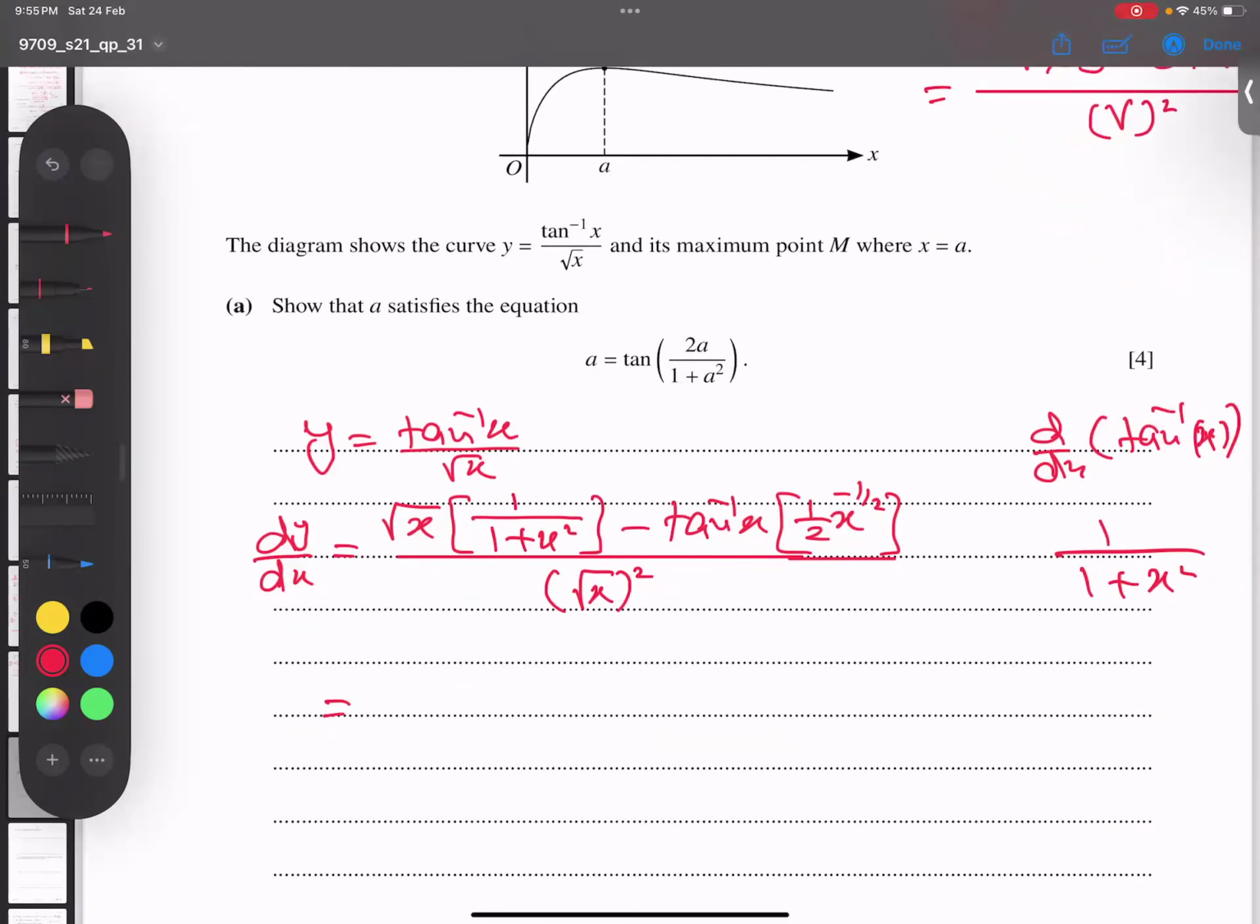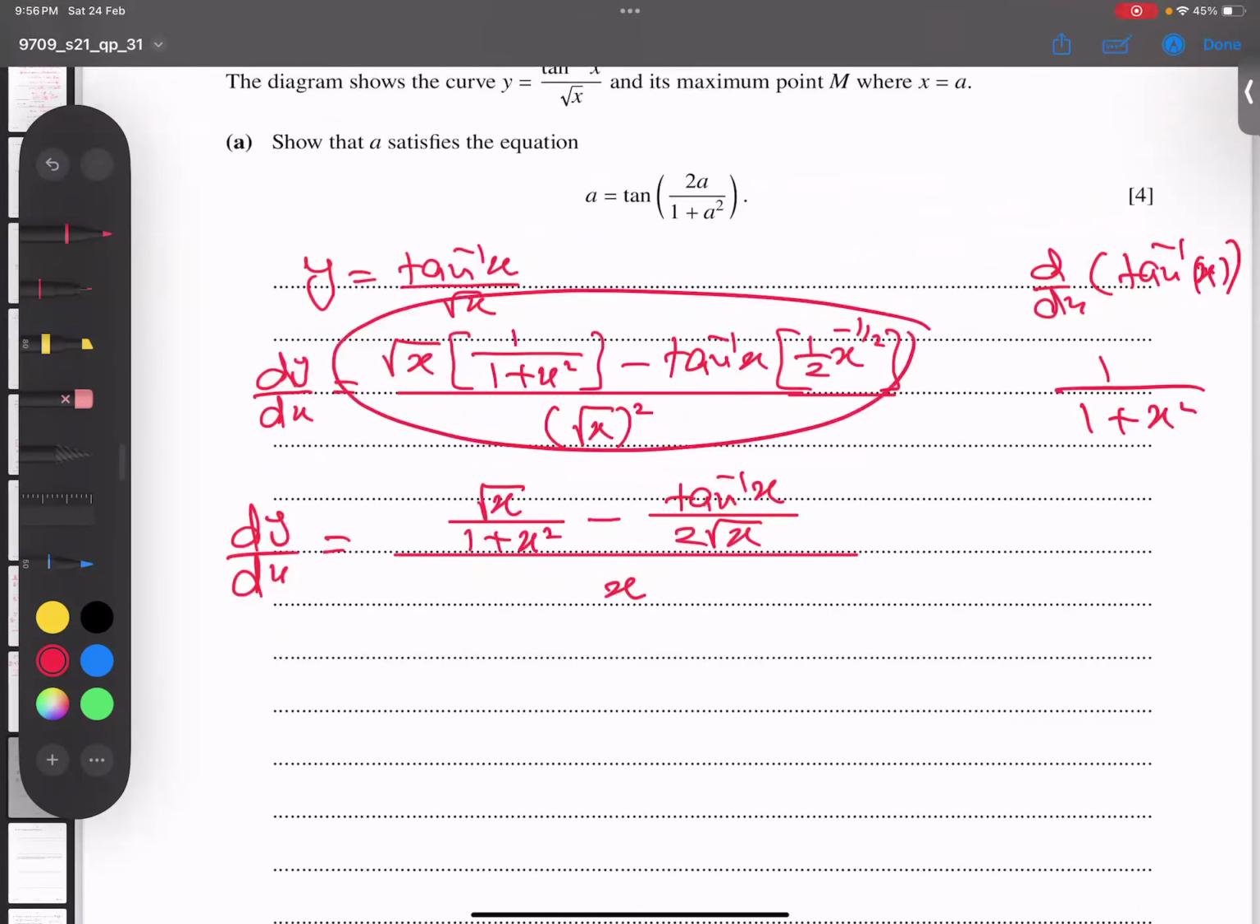Now I will simplify first. This is actually multiplied with a 1 because it has nothing under it, so it multiplies in the numerator. Down I get only x. Here I got root x over 1 plus x square, minus, here it will go in the denominator, not here, sorry, under it. So it turns out to be tan inverse of x by 2 root of x. And this is done. A lot of algebra. This is one step of differentiation, this is algebra, and the next step, again algebra.